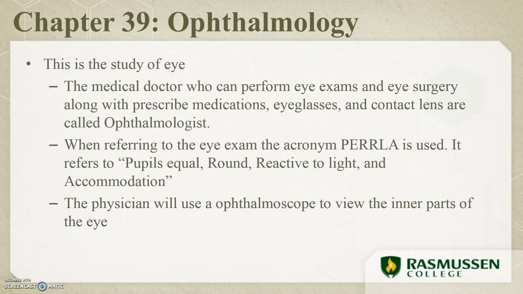When we are talking about the eye and eye exams, we use an acronym called PERRLA. That's P-E-R-R-L-A. That stands for pupils equal, round, reactive to light, and accommodation. Some other abbreviations that you might hear of are OD, which is right eye, OS, which is left eye, and OU, which is both eyes.